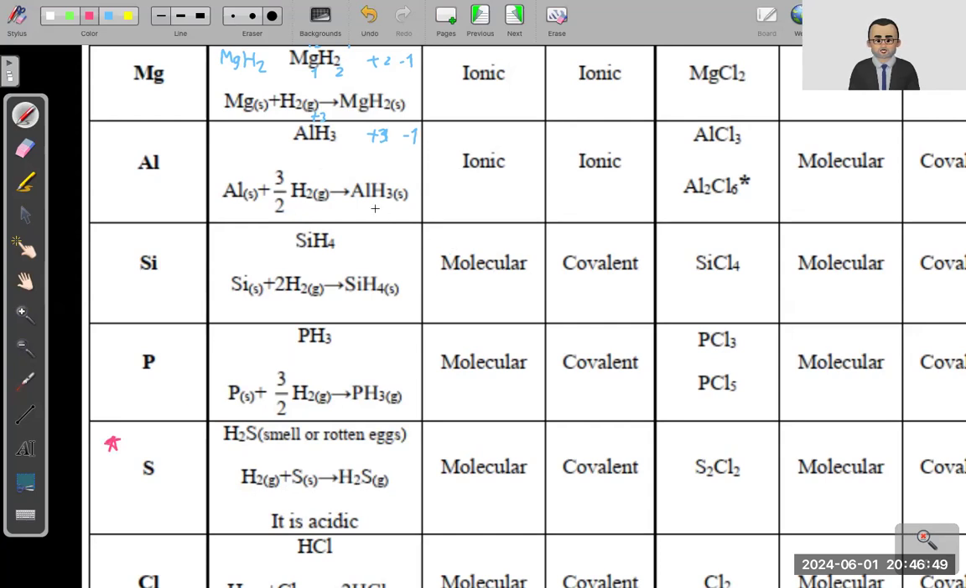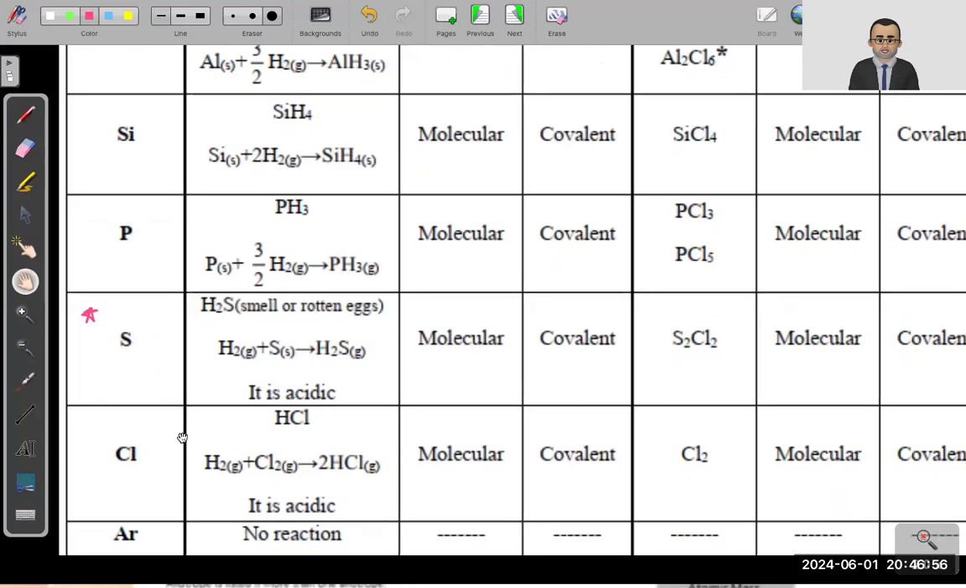Mister, that's too much. Yes, it is too much. It's the most difficult part in the chapter, and it's very nauseating, but it has to be memorized. And then the Cl with the H forms HCl.